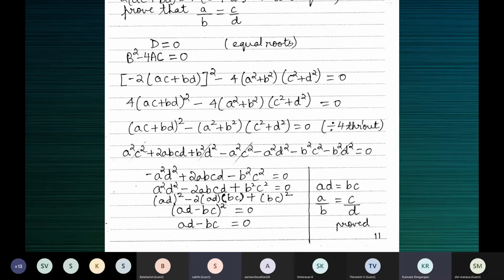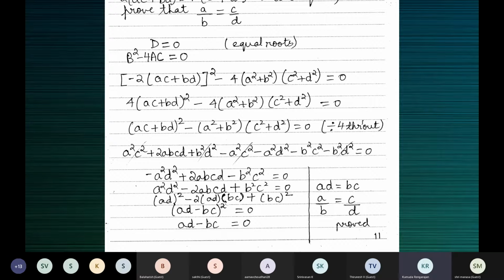You can also take 4 common here. 4 will go to the other side for division. When you take out 4 common here, then 4 will go to the other side. RHS 0 by 4, which is 0.